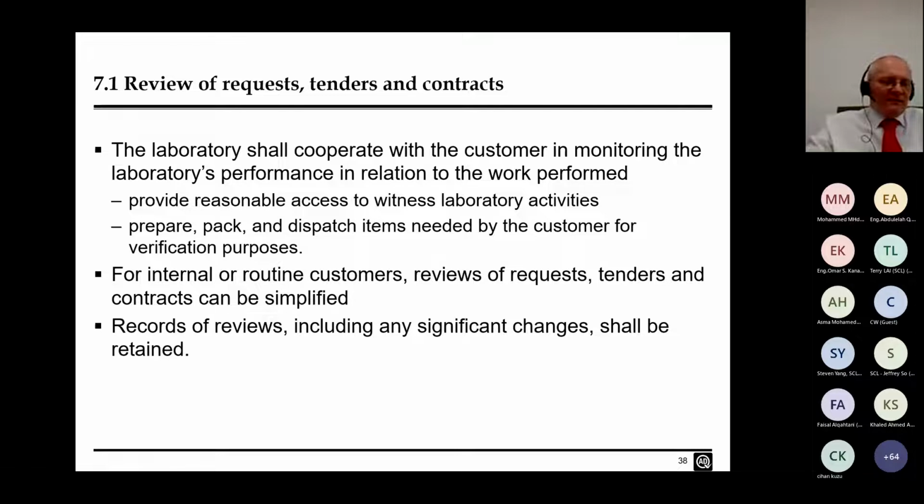There may be also items that the customer needs for verification. You may need to pay, pack and dispatch items. So you have to work with the customer to try and deal with these things.